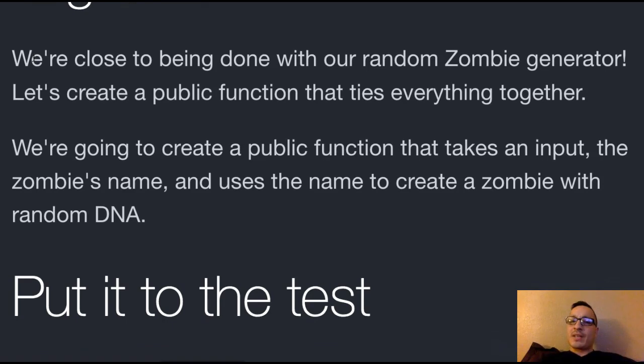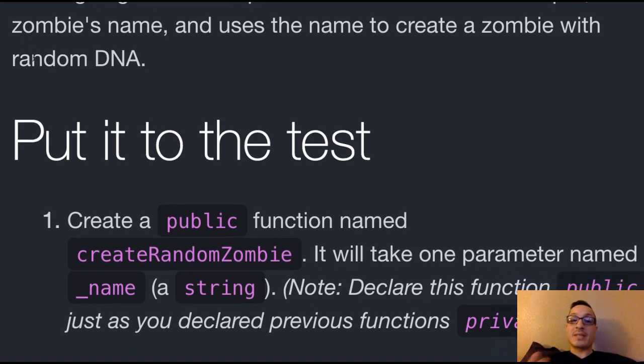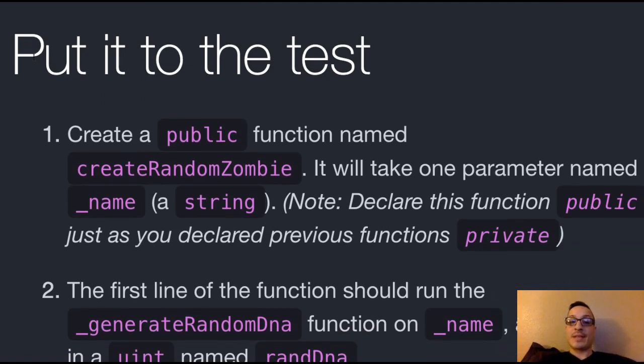We're close to being done with our random zombie generator. Let's create a public function that ties everything together. We're going to create a public function that takes an input, the zombie's name, and uses the name to create a zombie with random DNA. Let's put it to the test.